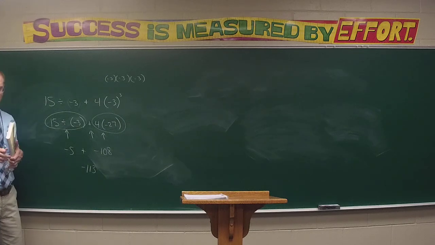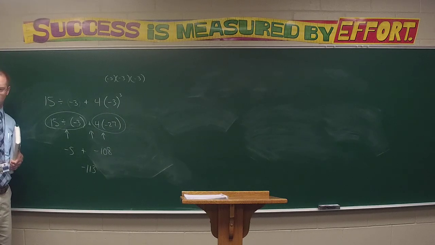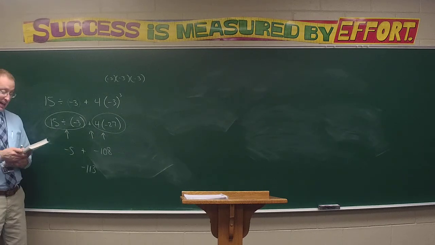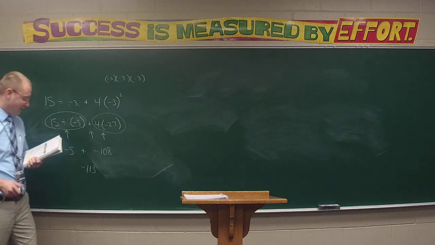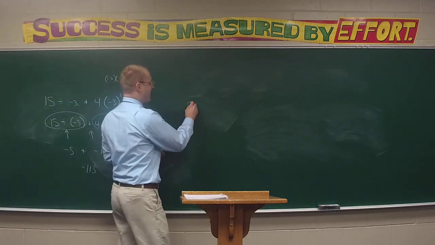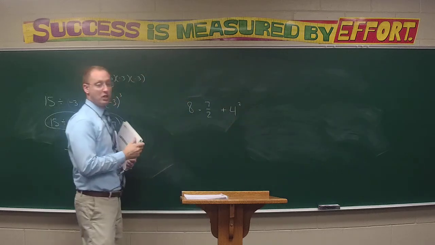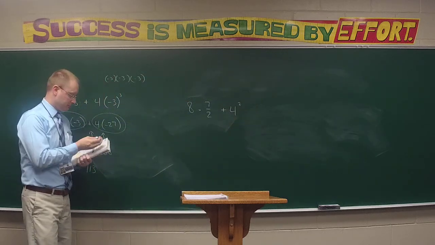Questions on number 4. Did we all find our mistake? Or is there someone who's like, I don't know what I did? Or anyone who says, I don't know what you just did. Any questions on this? All right, parents are that way sometimes. Like, what did you just do? I don't even know. All right, I remember that one. Number 5, we had 8 times 7 halves plus 4 squared. First thing we need to do in this particular problem, Kendall?